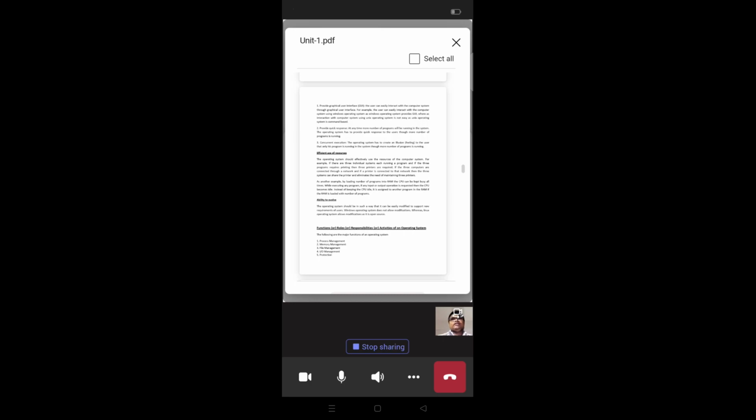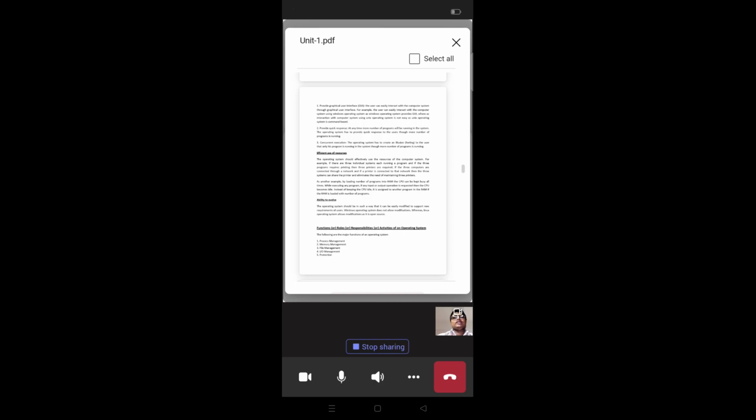Next, efficient use of resources. The operating system should efficiently use the resources of the computer system. For example, if there are three individual systems each running a program, and the three programs require printing, three printers are required. If three computers are connected through a network and a printer is connected to the network, then the three systems can share the printer, which eliminates the need for three printers.